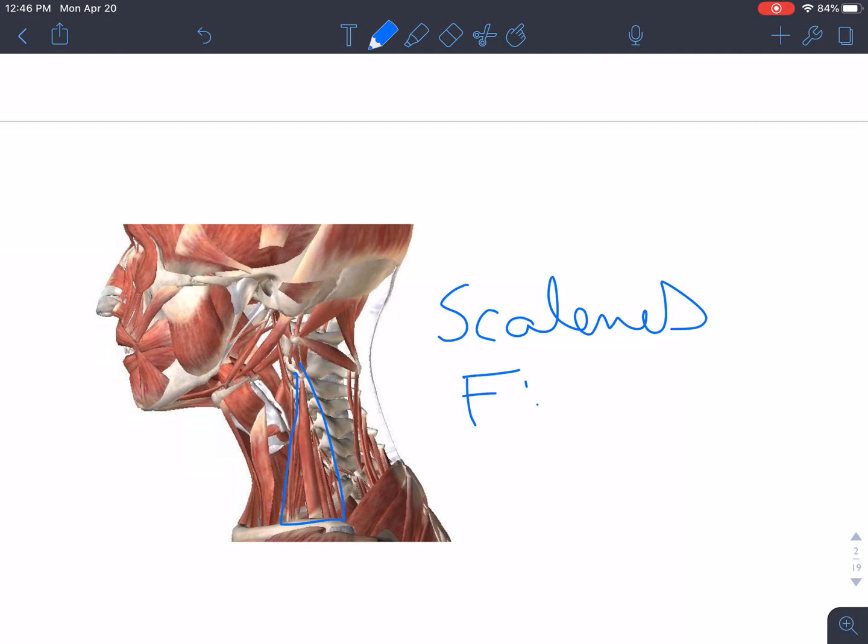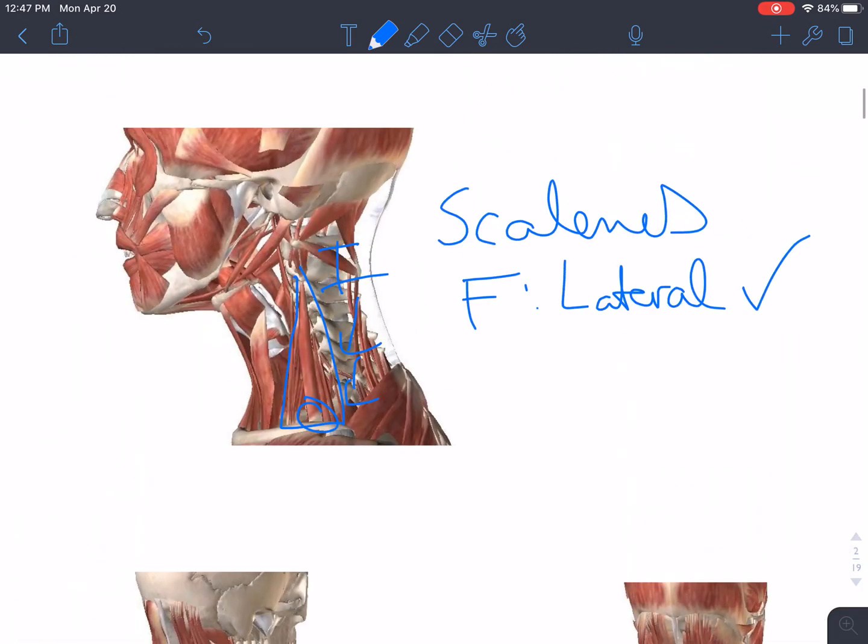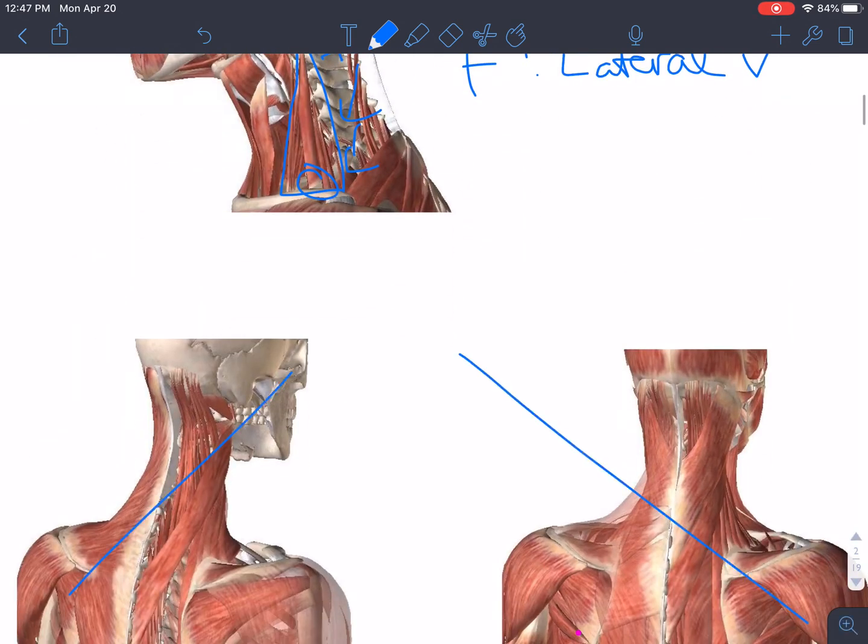Now let's talk about origins and insertion. So the insertion on this one's here, the origin's here. So when the muscle contracts, the I would move towards the O. So it'd be like bringing your ear to your shoulder, right? When you bring your ear to your shoulder, that is lateral flexion. And remember the check mark is the abbreviation for flexion. Okay, we're gonna scratch these out.